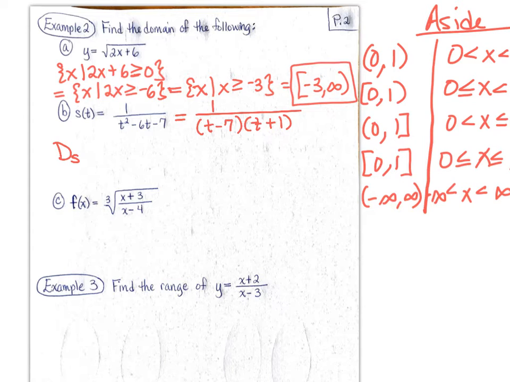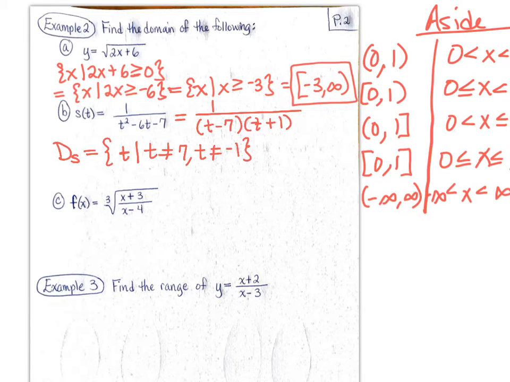And respond to me. D sub S is the domain of S, and I'm writing D sub S so I don't have to write the domain of S, okay? So what's D sub S? The domain of S, okay? So that's equal to the set of all T values such that T is not equal to 7 and T is not equal to -1. Okay, so in interval notation, that means we have all the real numbers except for 7 and -1.